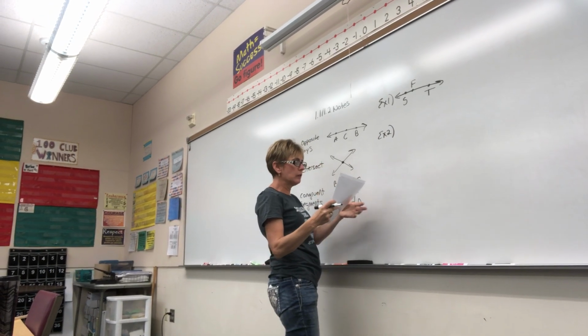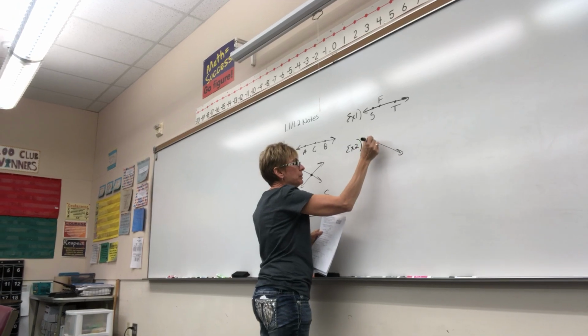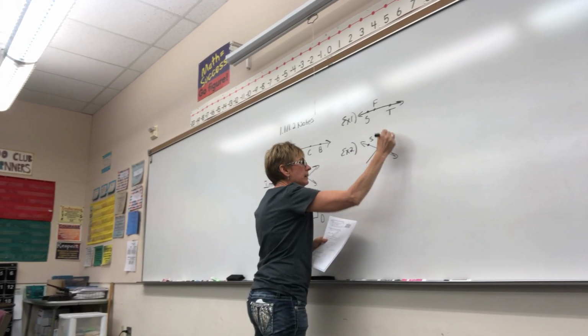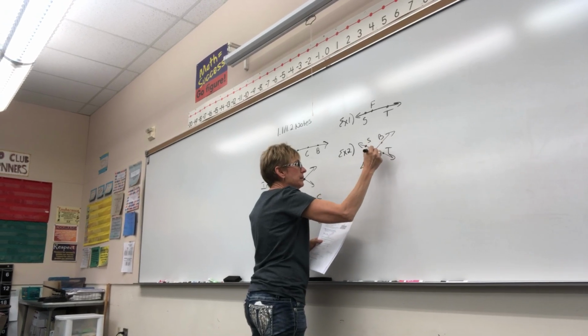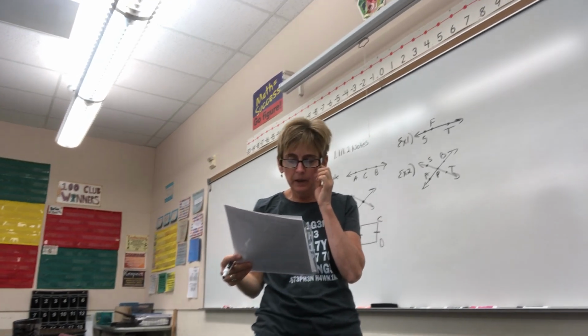So if we were going to draw a line ST, we could put an S and a T on the line, and line AB would be here, and we could make P be the point of intersection. All right, I think we're good on that.